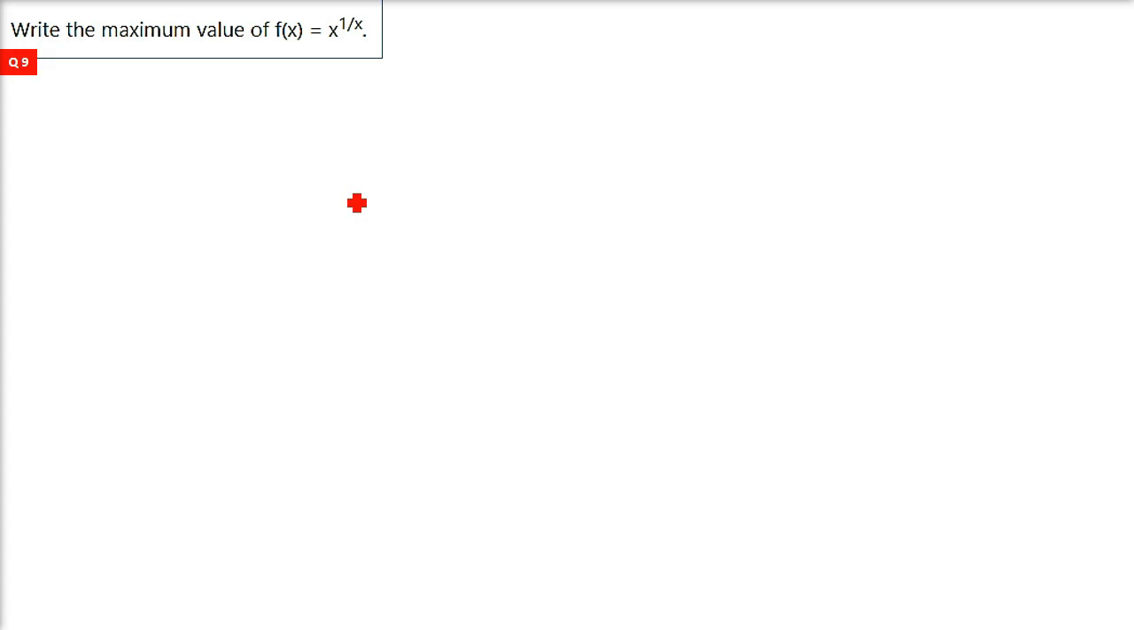Now this one is the same question, and this is going to come in your MCQs also. Multiple choice questions also it is going to come. So you just understand it very carefully.